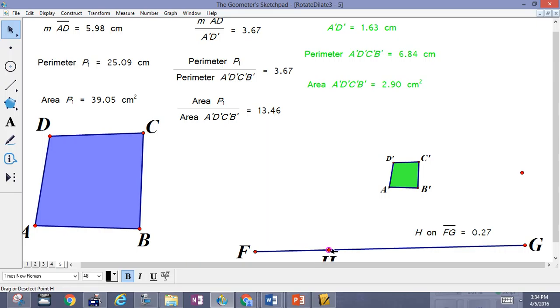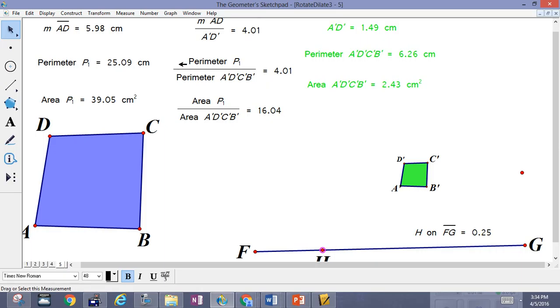So I'm going to try to make this polygon 1/4 the size of the original. That means my green polygon's sides are 1/4 the length of the sides of the blue polygon, or the blue polygon has sides which are 4 times greater. Now let's look at this. If I take the ratio of side AD to A prime D, it is 4. It says 4.01, but we're going to call it exactly 4.